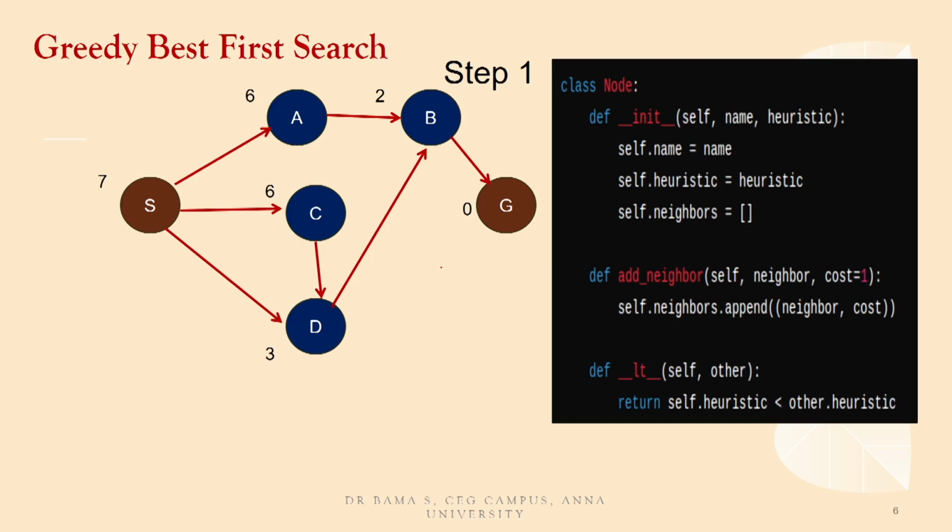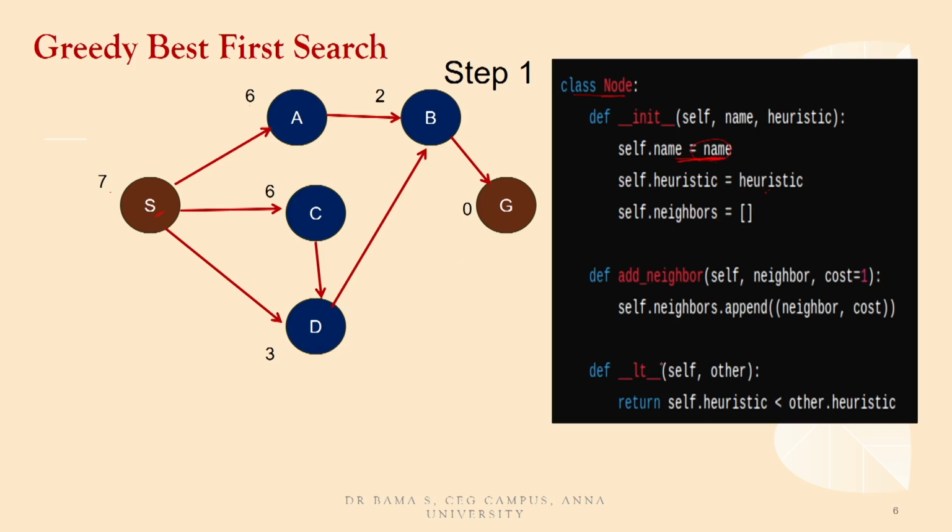Via code, the right hand side is the actual code in Python that we are representing, where the name of the class is Node, and we give the name of that node. The name here means S is a name, A is a name, B, C. The name of the node is self dot name, and the heuristic values, 7, 6, 2, are attached to the name. The neighbors that we saw in the previous slide are given as a list.